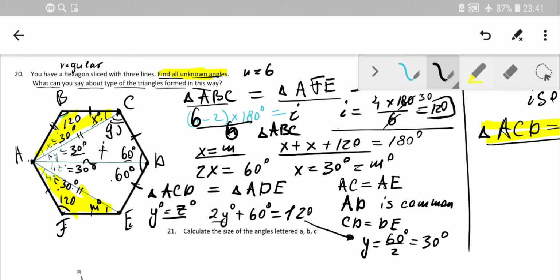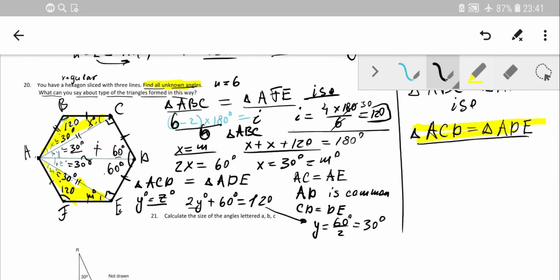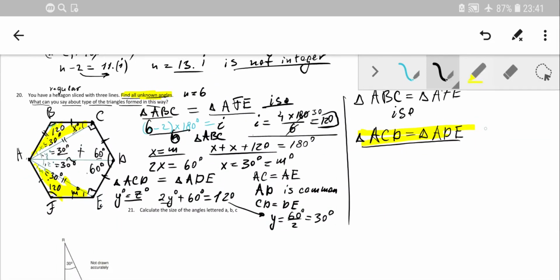So that's why this angle actually is a right angle. So we can say that this angle will be right angle and this also is right angle. So what sort of triangles do we have? They're right angled triangles, because angle ACD is 90 degrees. We just proved that.